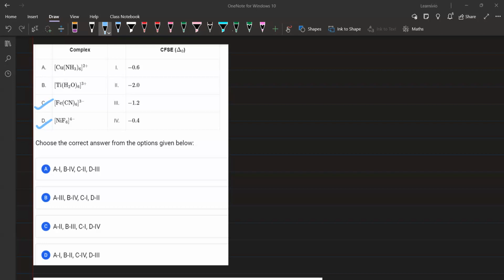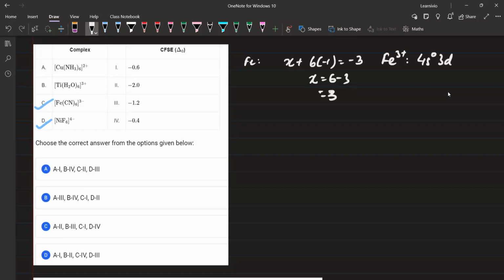Okay, two minutes are over. Look guys, the answer should come. Let's first calculate the efficiency. The oxidation state of Fe will be x plus 6 into -1, that is equal to -3. So x is equal to 6 minus 3, that is equal to 3. So Fe3+ will have the configuration 4s0 3d5.